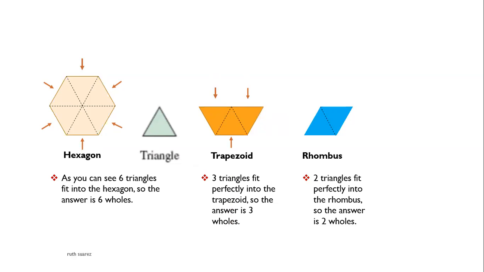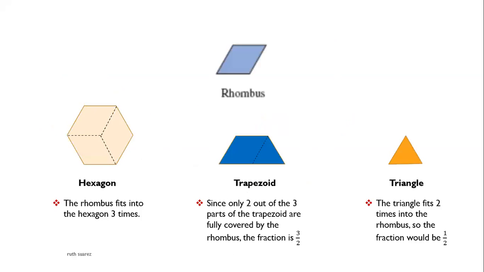Now, 2 triangles fit perfectly into the rhombus, so the answer is 2 wholes. As you can see right here, we're using the triangle now. So there's 1 and 2. They both fit in there. Therefore, it's 2 wholes. Next is the rhombus. As you can see here, the rhombus fits into the hexagon 3 times. These are exactly the same. I just didn't make it go in there because it would take too much time. But as you can see, there's 1, 2, 3. So, therefore, it's 3 wholes.